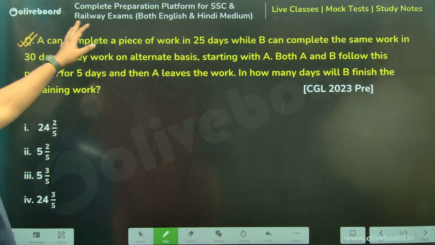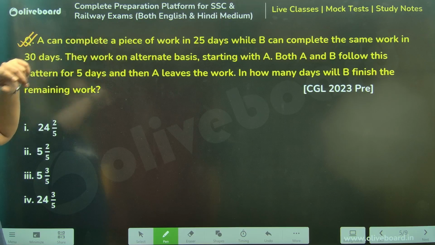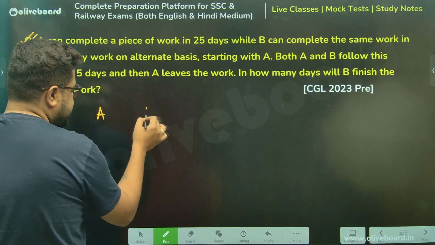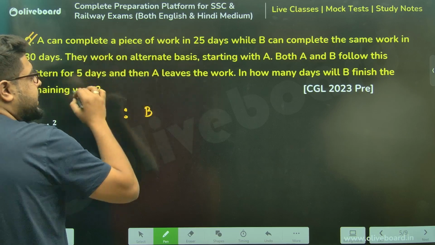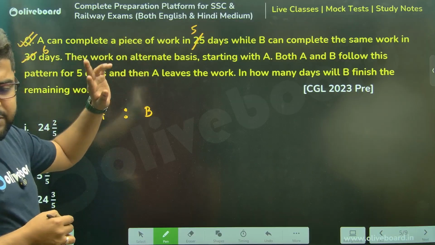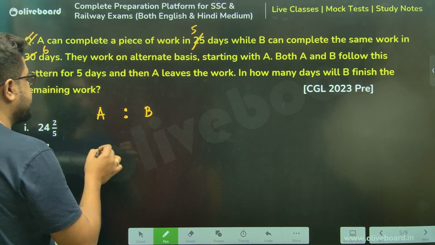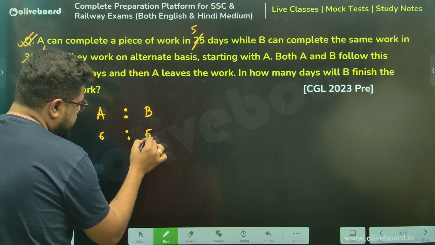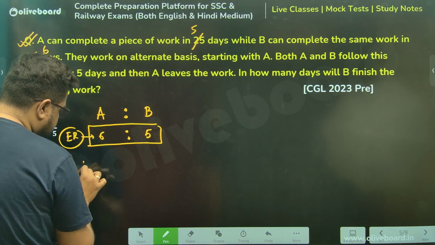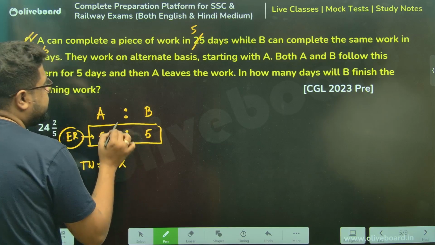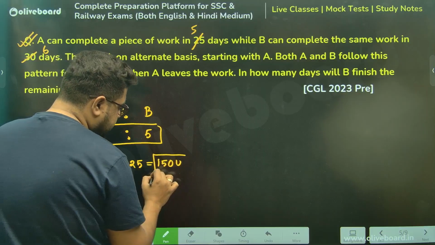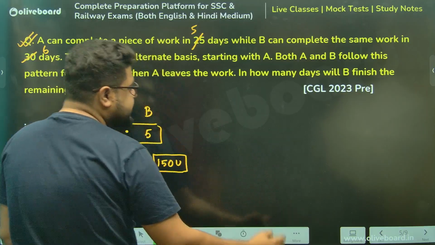Read this. A 25 days, B 30 days, alternate basis. So first things first, efficiency ratio, total work. Sir, I'm doing it directly. 25 days, 5 fives are this, 30 days, 5 sixes are this. And you write opposite. Efficiency ratio is 1 by time ratio. So 6 here, 5 here. This is your efficiency ratio, sir. Done. And total work I can write 6 units every day for A into 25 days it takes. So total 150 units.